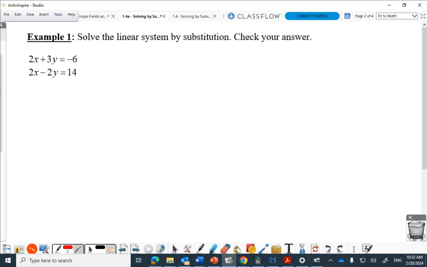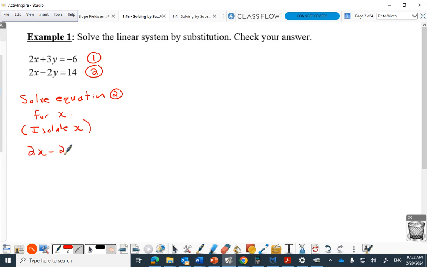Label these as 1 and 2. And I'm going to write specifically what I'm up to so you can see. Solve equation 2 for x. That's just another way of saying isolate x. So I'm going to rewrite the equation. Maybe you don't have to in your homework. You can skip a couple of steps.